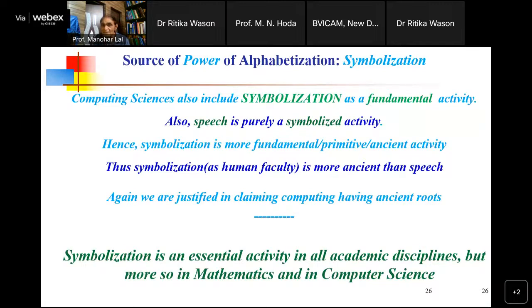And the major advantage of alphabetization is that it gives rise to symbolic representation, which is the soul of computing. Computing sciences also include symbolization. Also, speech is purely a symbolized activity, and symbolization is more fundamental. Please understand it: we can utter words, we can speak words, only when we have some symbols in our minds. Symbols are conveyed through speech. So symbolization is an activity which is more primitive than speech. Symbolization, which is the basis of computing, is also the basis of human civilization.